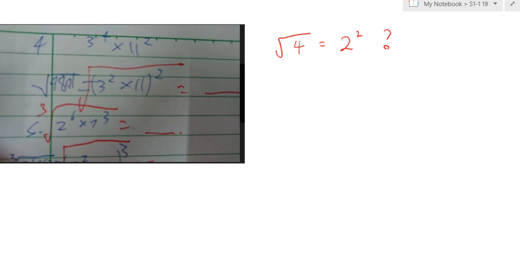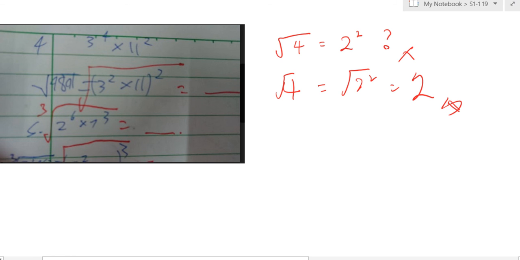Answer is no, right? Because on the left side, you press calculator, give you 2. On the right side, you press calculator, give you 4. How can they be equal? How do I make these two equal? I need to put a square root. So this is wrong, I'm going to put a square root. And therefore, this answer is 2. Do you follow? So the square root is missing.